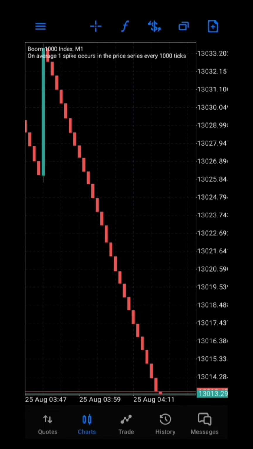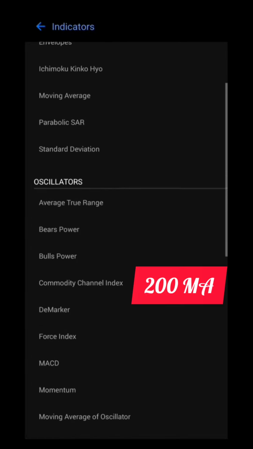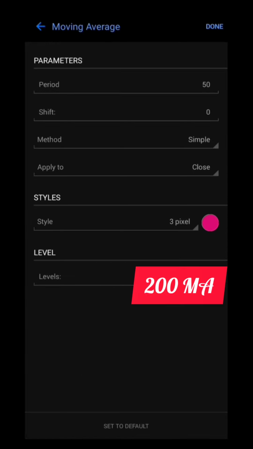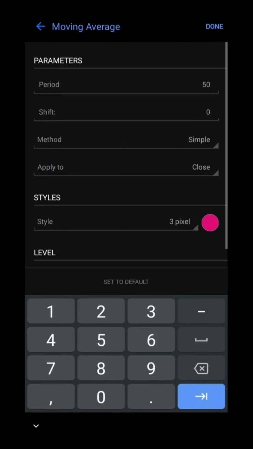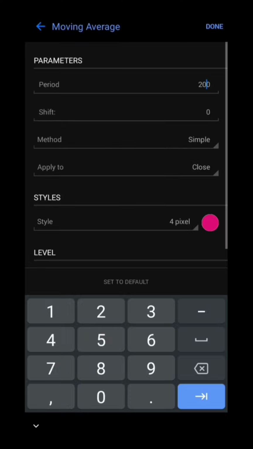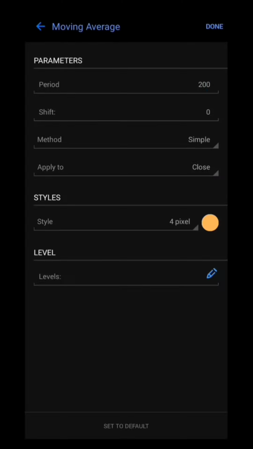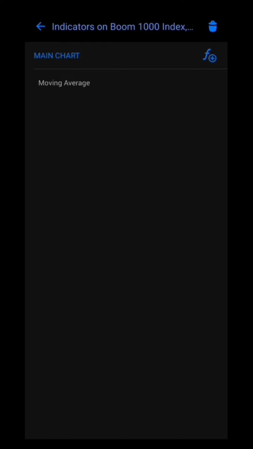So for this strategy, all you have to do is add, firstly, the 200 MA moving average. All you have to do is come here, change the period to 200, change the pixels, change the color to yellow, and you add.